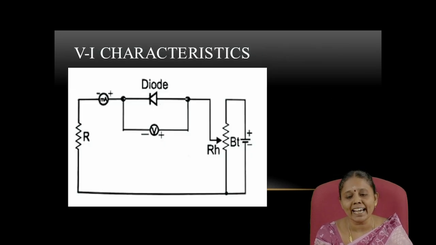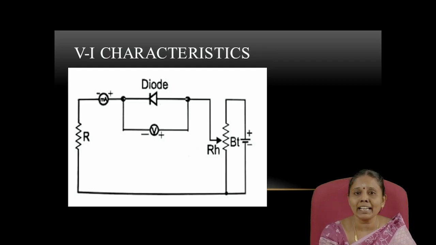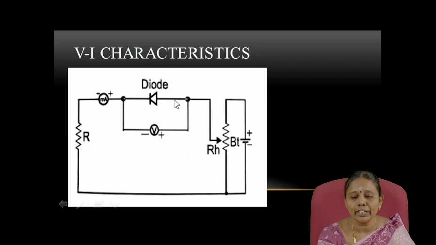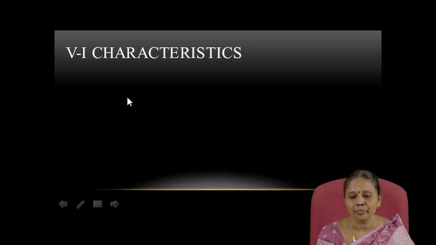Next comes VI characteristics. Here is the experimental arrangement to study the VI characteristics of a PN junction diode. Here is the diode, negative terminal, positive terminal, and the voltage developed across the diode is measured with the help of a voltmeter. In order to measure the current in the circuit, we have a milliammeter.